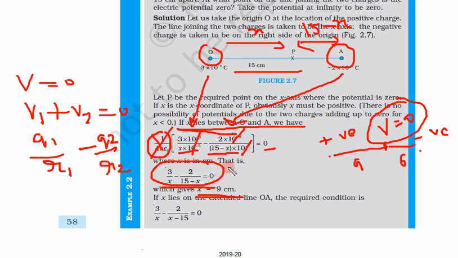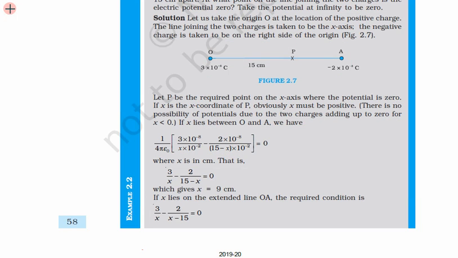There is a point where potential is equal to 0. Please solve this equation. This is a 9th class equation and you have to solve this. So x is equal to 9 centimeter, where this point lies, where potential is 0.